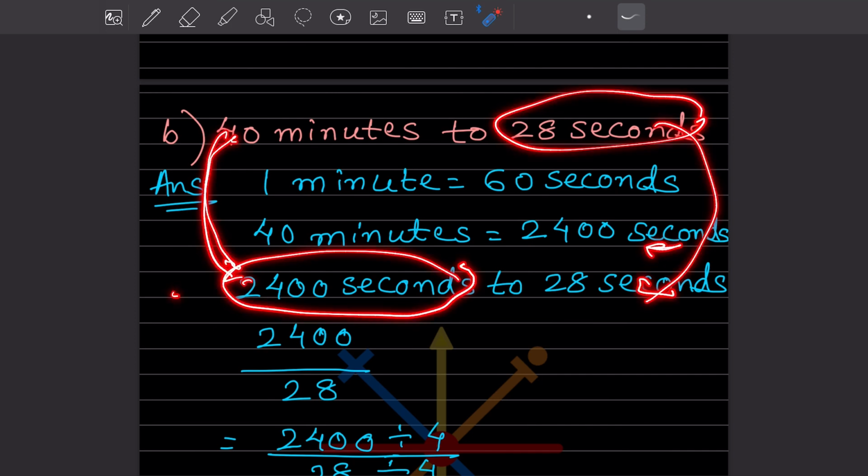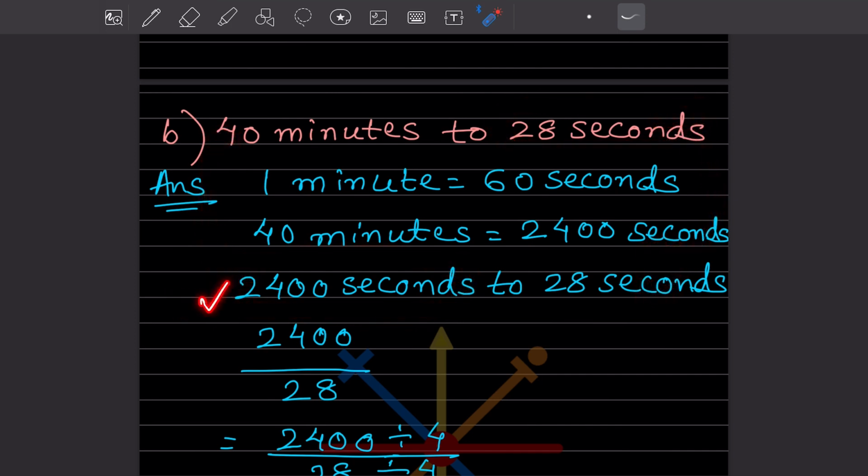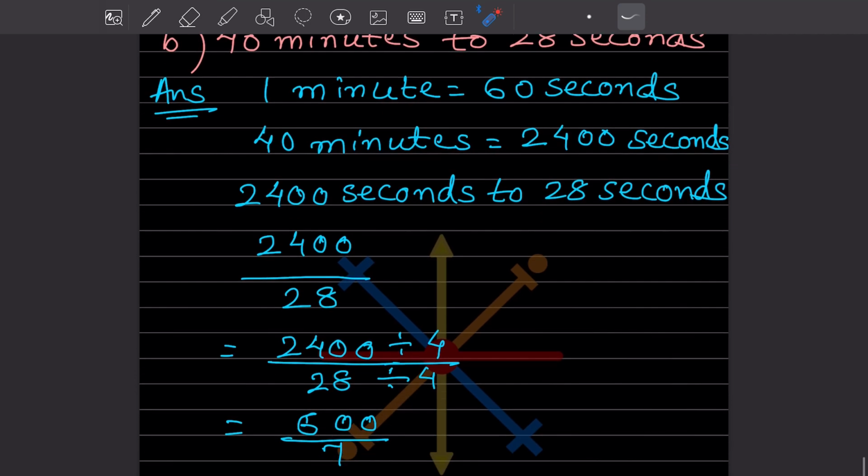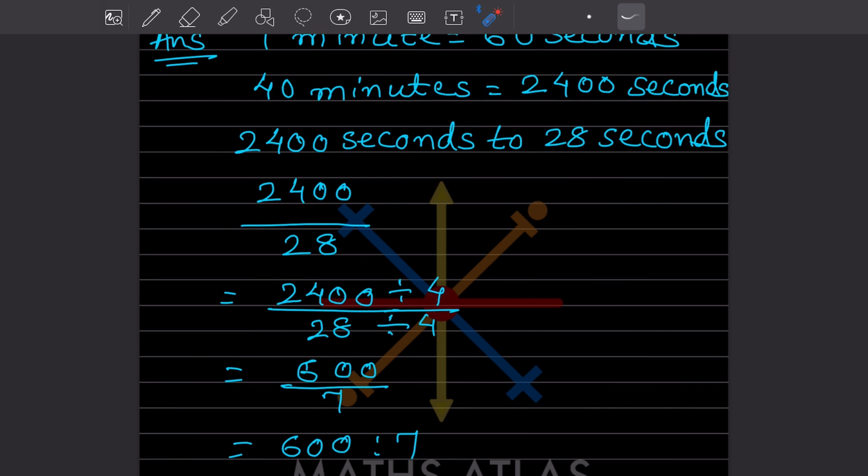So now we are going to start with this step. Now what we can do over here, we can divide 2400 divided by 28. Or you can write, if you want, one step, 2400 is to 28. And then you will write this step. So now here you got this one. What you are going to do now is simplify it. Simplify, again, as I told you, you can do it many ways. I went here directly for 4. 2400 divided by 4, 28 divided by 4. So I got 600 divided by 7.